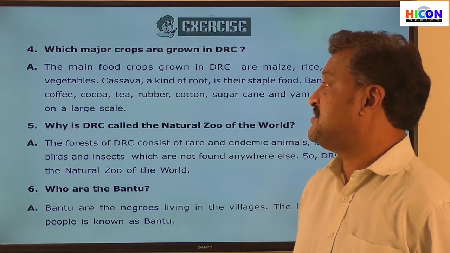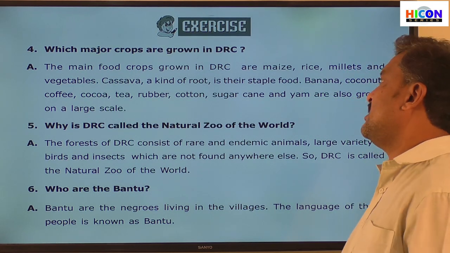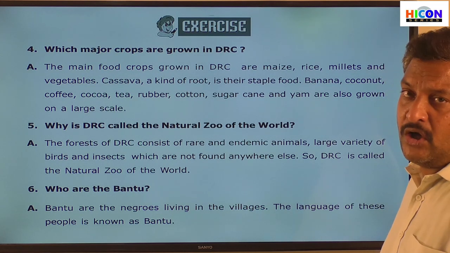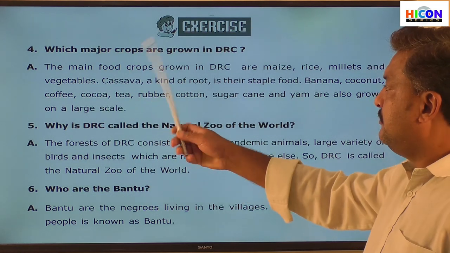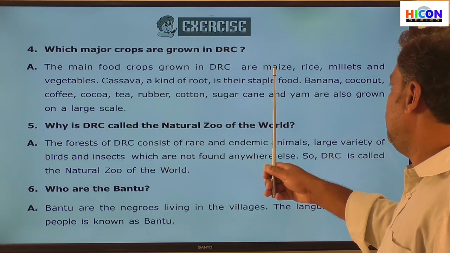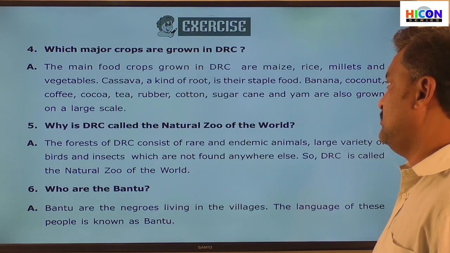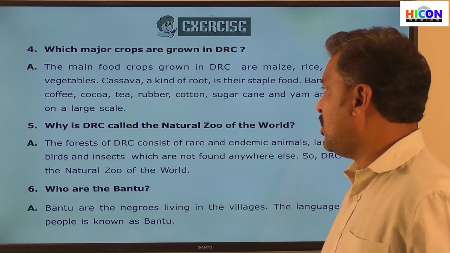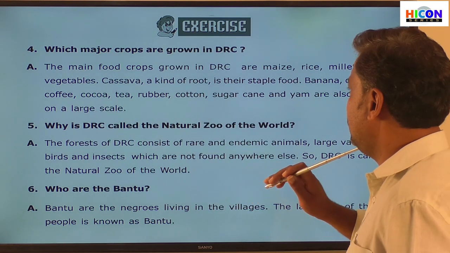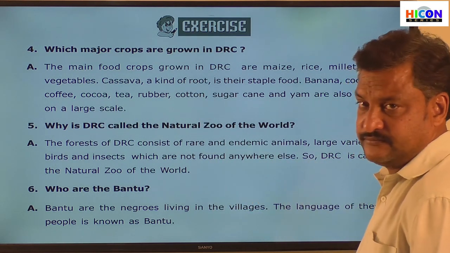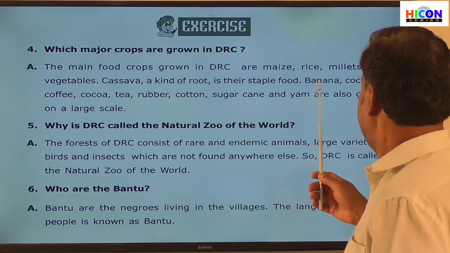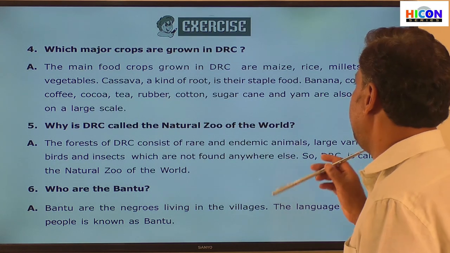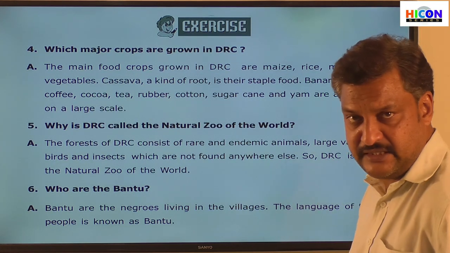Now, the fourth question. Which major crops are grown in DRC? The main food crops grown in DRC are maize, rice, millet and vegetables. Cassava, a kind of root, is a staple food. That is also cultivated. Banana, coconut, coffee, cocoa, tea, rubber, cotton, sugarcane, and yam are also grown on a large scale.